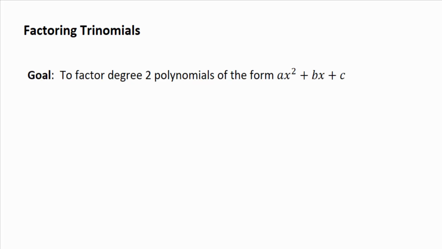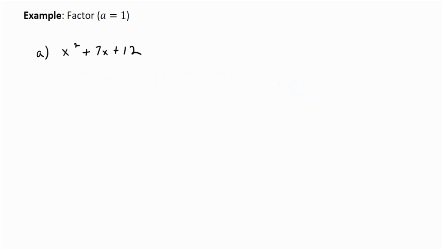Okay, the name of the game in this section, we want to factor trinomials. And the goal is to factor degree 2 polynomials of the form ax squared plus bx plus c. A, b, and c are all constants. When the leading coefficient is 1, that means a equals 1. There's a systematic method to factor these guys.